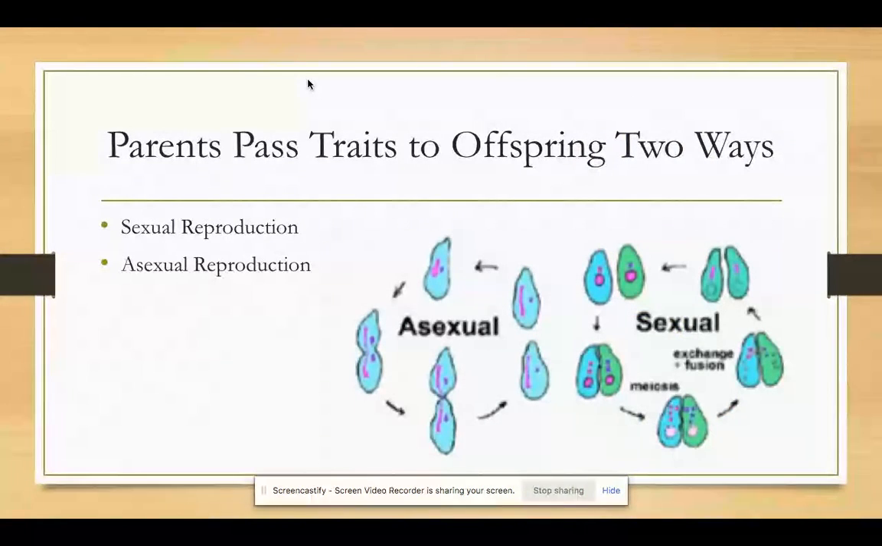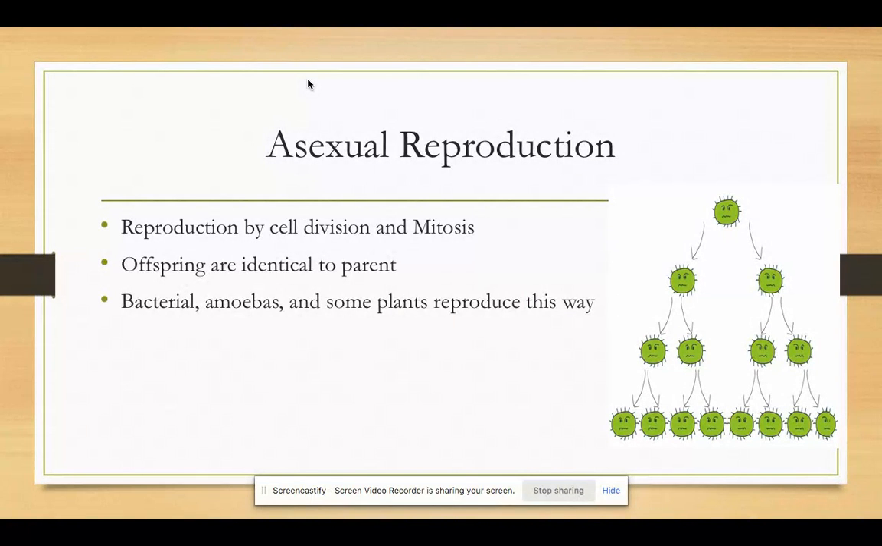So parents pass traits to offspring in 2 ways. They include sexual reproduction and asexual. We talked about this a little bit in the plants. So it's kind of the same thing, but a little more complicated in animal organisms. Asexual reproduction is reproduction by cell division and mitosis, where our offspring are identical to our parent. And they include bacteria, amoebas, and some plants reproduce this way.